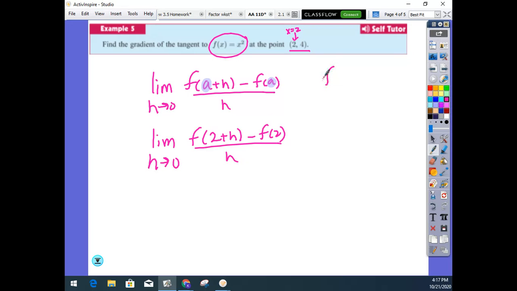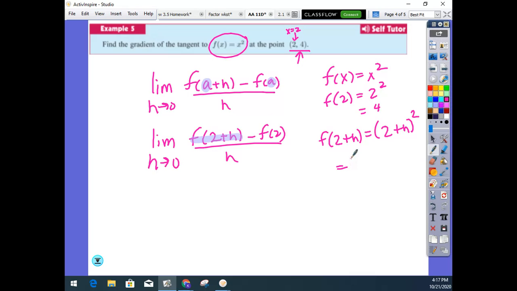Now, our function is f of x equals x squared. I need to find, let's do the easy one, f of 2 is just 2 squared, which is 4, which, yeah, that's what that said. I also need to find f of 2 plus h, which is 2 plus h squared. This is where we have to distribute 2 plus h times 2 plus h, which is 4 plus 4h plus h squared. All right, so we're going to take the limit as h approaches 0.